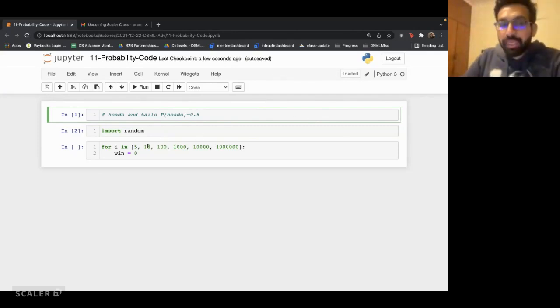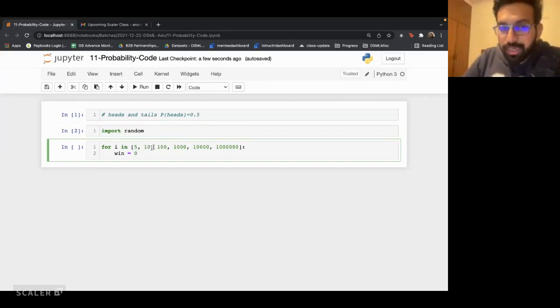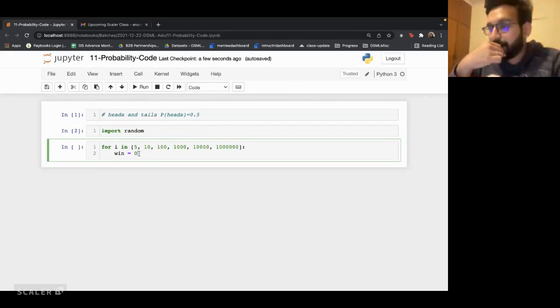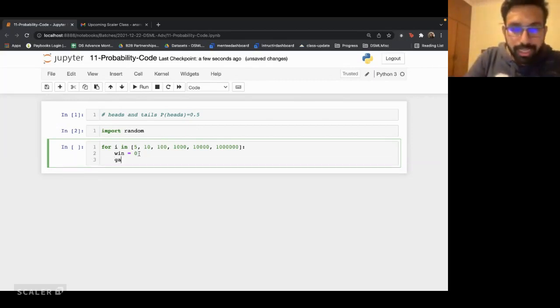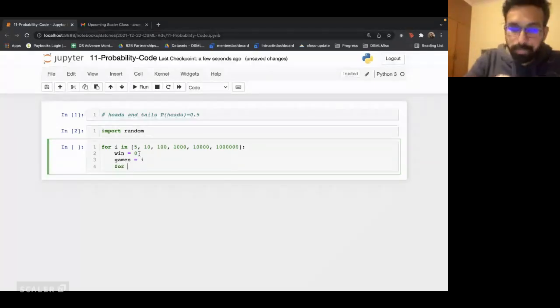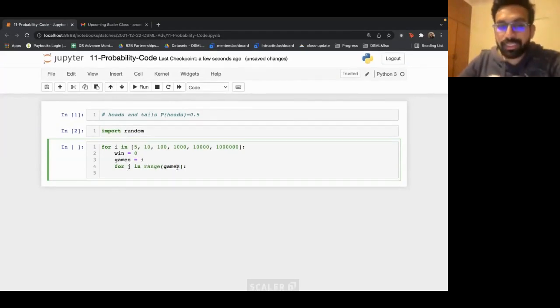As we keep on getting heads, we'll keep on adding 1 to this counter win. Now the number of games would be equal to i, correct? I number of times is how many times I'm going to play a game in a certain case. So I'm going to run another for loop: for j in range of games. I'm playing this game of tossing a coin, heads or tails, games number of times. Games number of times would start with 5, then 10, then 100, then 1,000, 10,000, whatever.